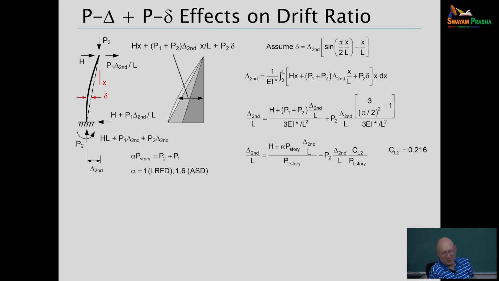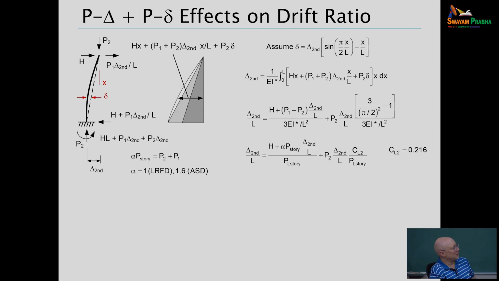Then the next equation there of delta second, you may recognize that it's really just a matter of doing moment area. Does everybody still do moment area in undergraduate analysis here? Okay. We don't sometimes. All right. So from there, if we just solve the integral, we get terms that look a lot like what we had before, but then the last term, P2 times delta second over L times other stuff that comes from the integration, the 3 divided by pi over 2 squared minus 1. And so the value we get for that term in the square brackets is 0.216.